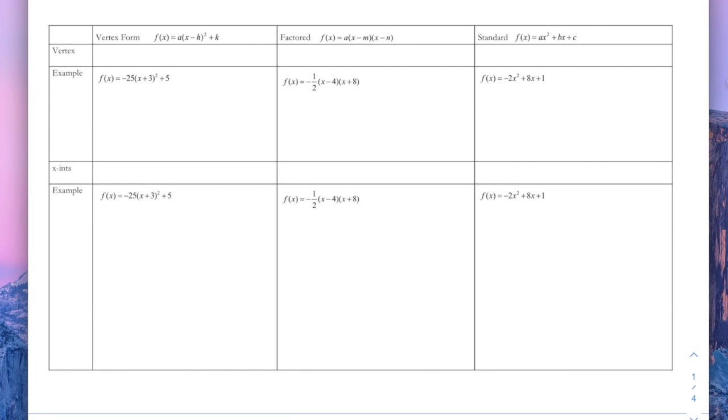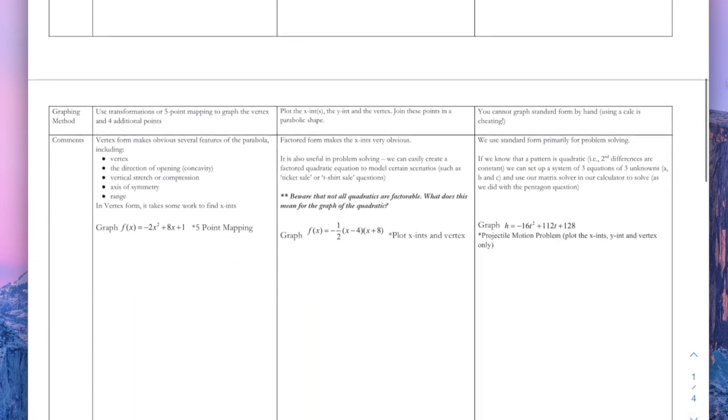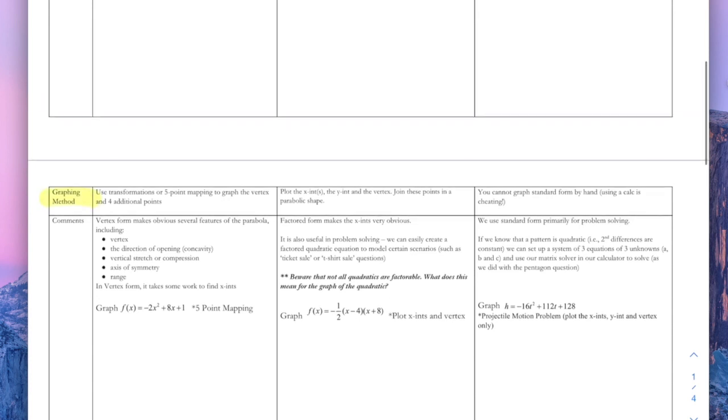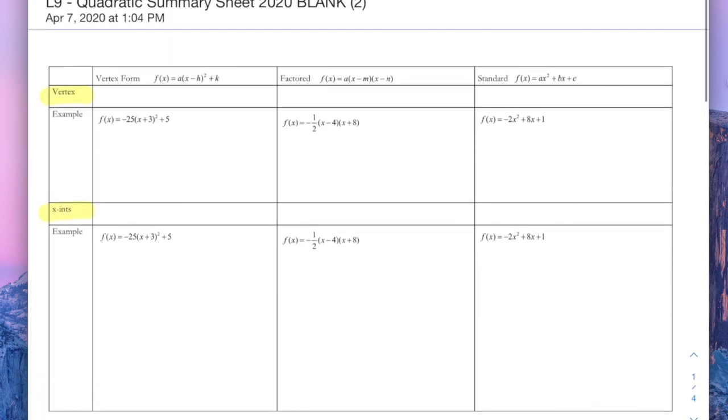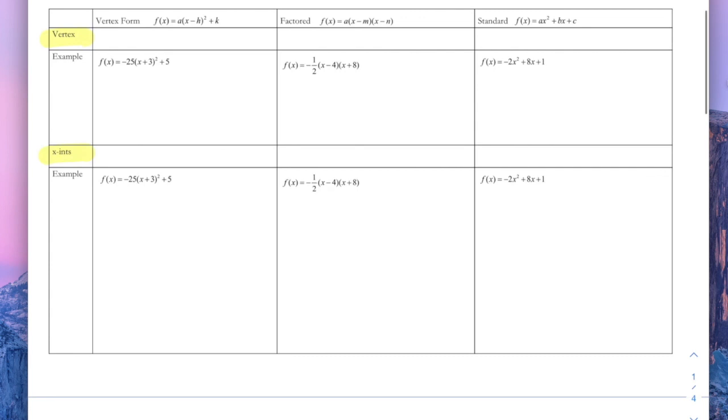So we have the three different forms along the top row, and then there are three general categories that I want us to focus on. One is the vertex, the second is x-intercepts, and the last one is how we graph. So I need to know how to do all three of these things with all three of these forms. Okay, so let's take each one in turn.